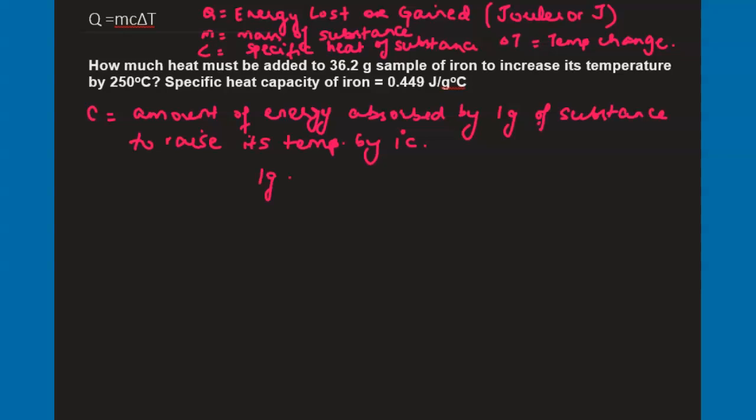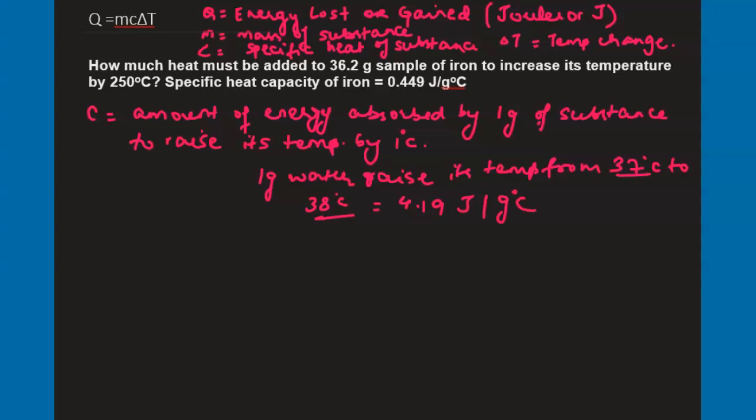So if we have 1 gram of water, and we need to raise its temperature from 37 degrees Celsius to 38 degrees Celsius, that's a 1 degree Celsius change. Then how much energy is required by this 1 gram of water? That is the specific heat capacity of water. That is not going to change for water forever. The specific heat capacity of liquid water is 4.19 joules per gram degrees Celsius. So from here we know that 1 gram of water, if it wants to change its temperature from 37 to 38 degrees Celsius, would require 4.19 joules of energy.